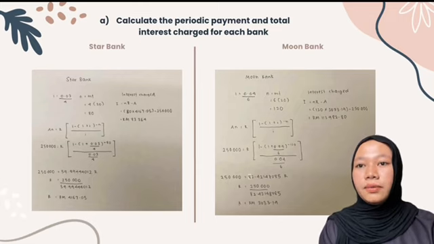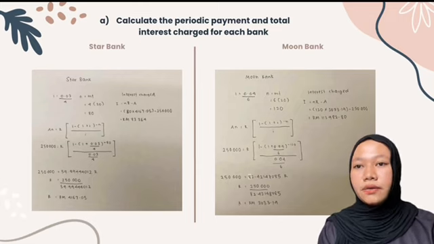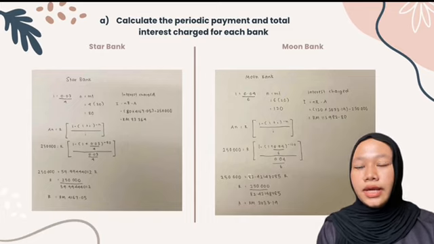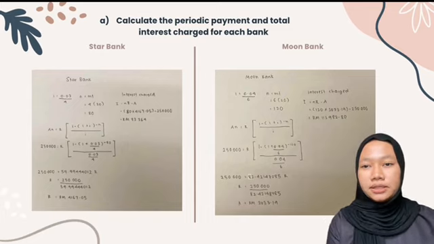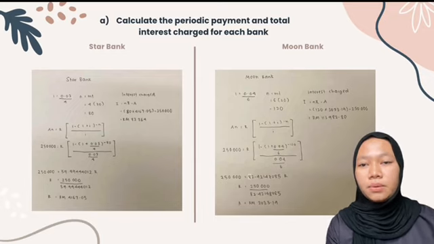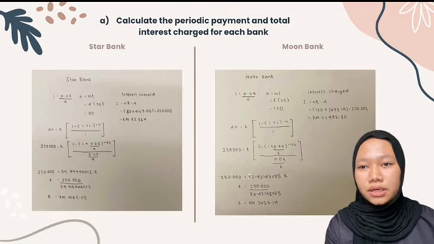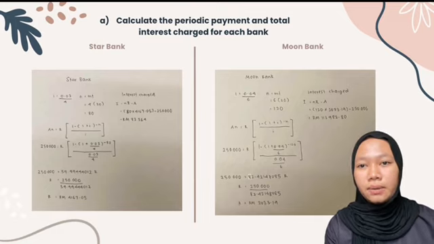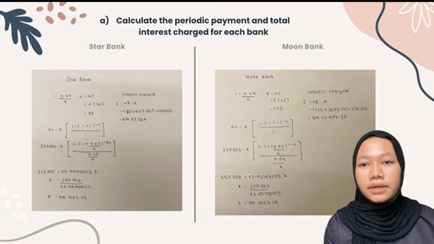For Moonbank, we must find i and n, which is i equal to 0.04 over 6 and n equal to mt, which is 120. Next, we write down the information, which is A_n equal to R in bracket 1 minus in bracket 1 plus i to the power of negative n over i. Then we substitute the information, which is 250,000 equal to R in bracket 1 minus in bracket 1 plus 0.04 over 6 to the power of negative 120 over 0.04 over 6.